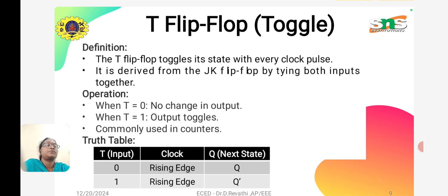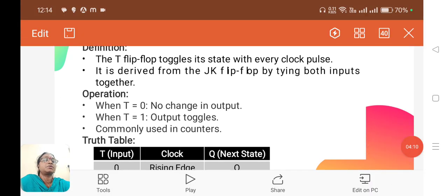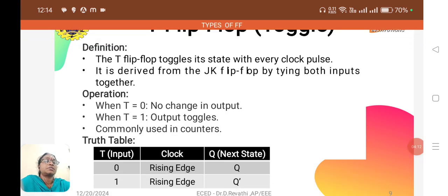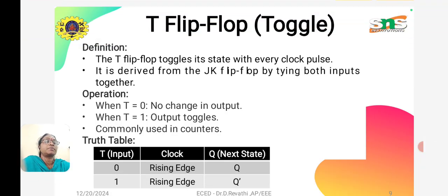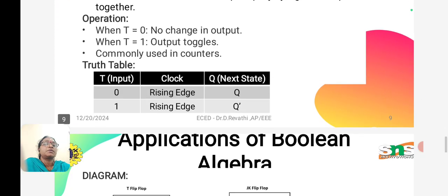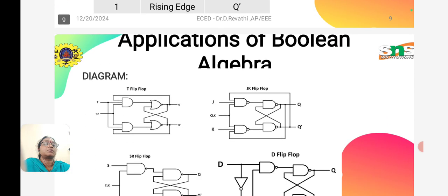And the next one is the T flip-flop. The T flip-flop toggles its state with every clock pulse. It is derived from the JK flip-flop by tying both inputs together. Here also we are using a single input, so the possible inputs are 2, 0 or 1. If T is equal to 0, the output is Q, and if T is 1, the output will be Q bar. It is normally used in counters.